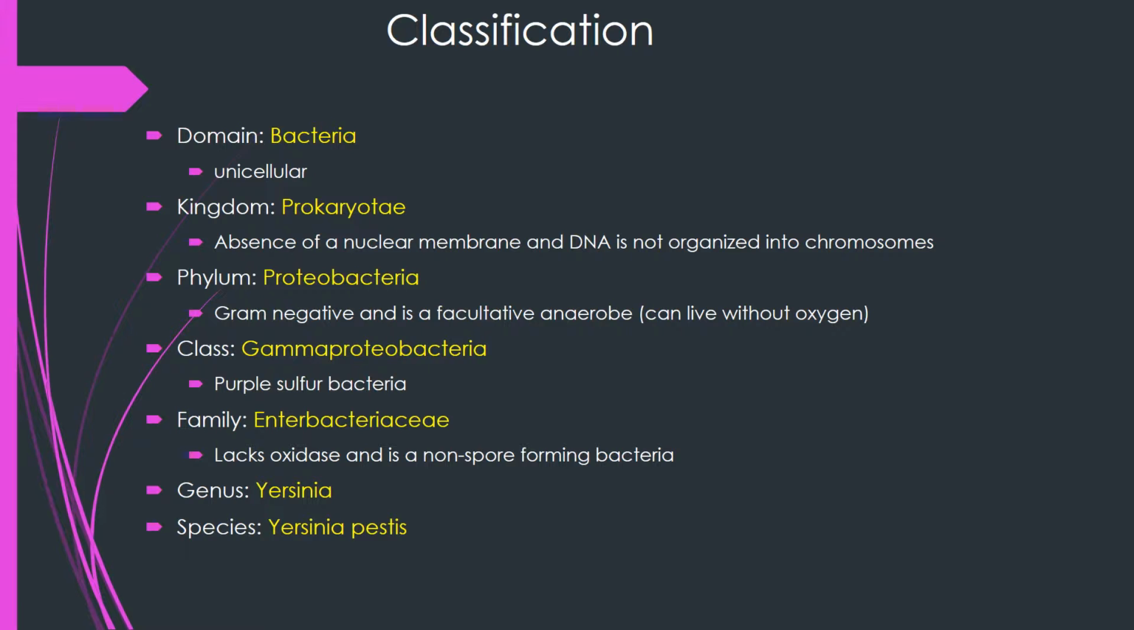The class is Gamma Proteobacteria. It's a purple sulfur bacteria. The family is Enterobacteriaceae because it lacks oxidase and is a non-spore-forming bacteria. The genus is Yersinia, and the species is Yersinia pestis.